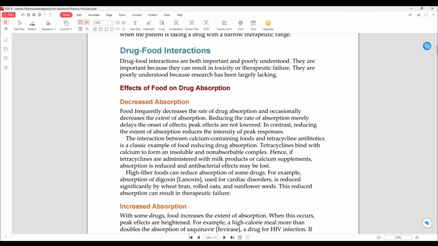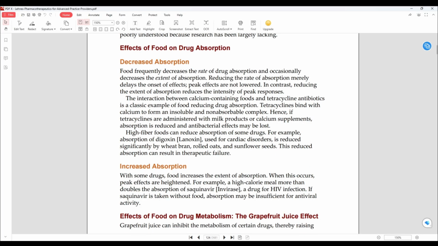Which brings us to drug and food interactions. Drug-food interactions are both important and poorly understood. They are important because they can result in toxicity or therapeutic failure. They are poorly understood because research has been largely lacking. Effects of food on drug absorption. So, again, we can have both ends, the decreased and increased.